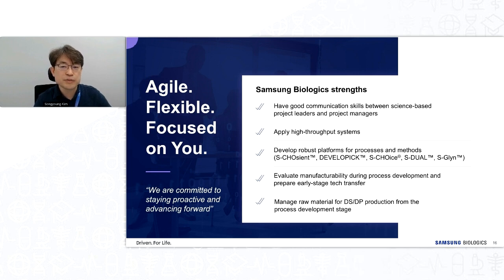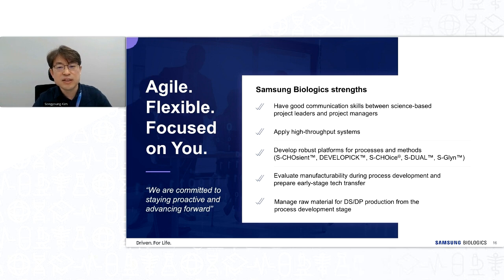Another crucial aspect is our focus on manufacturability evaluation. We prioritize assessing manufacturability early, which enables us to identify and address potential issues before they become major obstacles. This proactive approach streamlines tech transfer and minimizes risk, ensuring a smoother development journey.